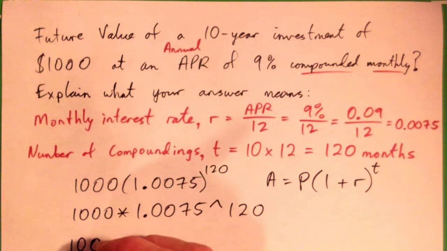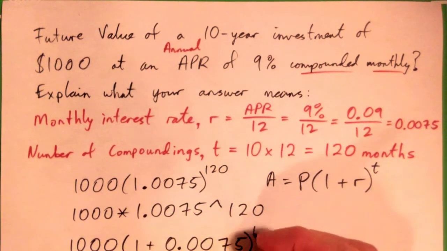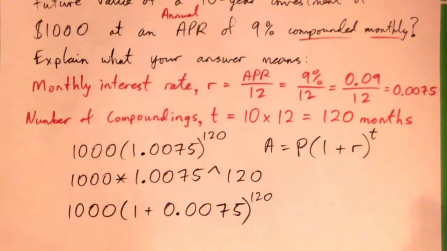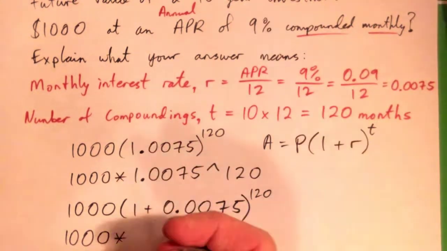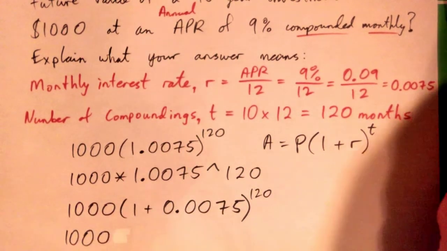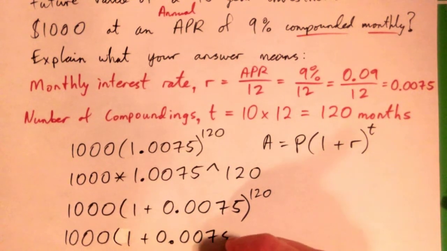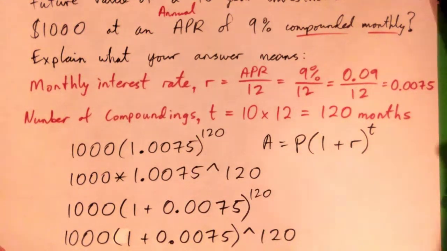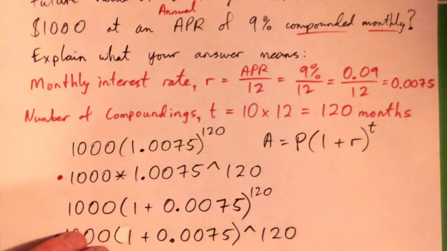You might have done it this way. You might have gone, okay, I'll do 1,000 times 1 plus 0.0075 to the power of 120. That's fine too. It doesn't matter. It's all the same thing, right? And then some of you in the calculator, you're going to write it like this. You might go 1,000 parenthesis and then 1 plus 0.0075 close parenthesis to the power of 120. So this way is going to work. This way is going to work. This is fine, right? But in any case, what do we get?